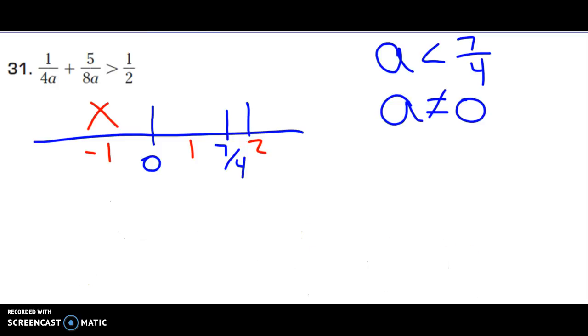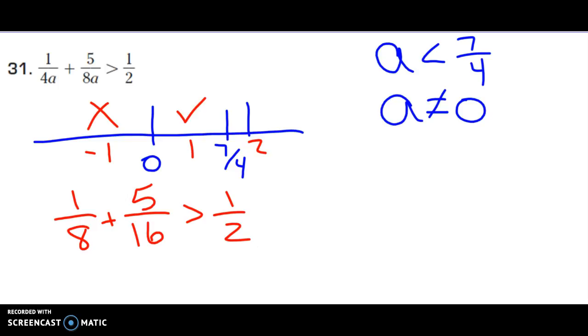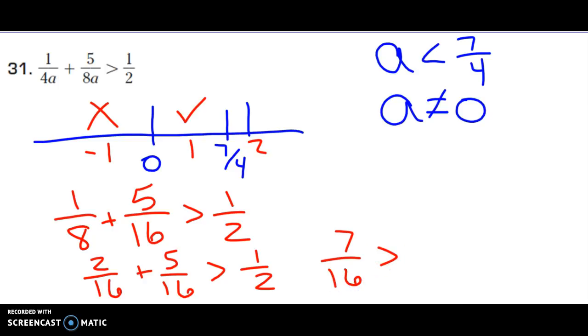All right, so then we check 1. 1 is going to be nice and easy. 1/4 plus 5/8. Is that greater than 1/2? Well, 5/8 is already greater than 1/2, so I'm thinking yes on that. All right, and then we're going to check 2. So 1 over 4 times 2 is 8, plus 5 over 8 times 2 is 16. Is that greater than 1/2? That's 2 over 16 plus 5 over 16. Nope, that's 7 over 16, which is not greater than 1/2, so that does not work. So you've only got one interval that's going to work for you.